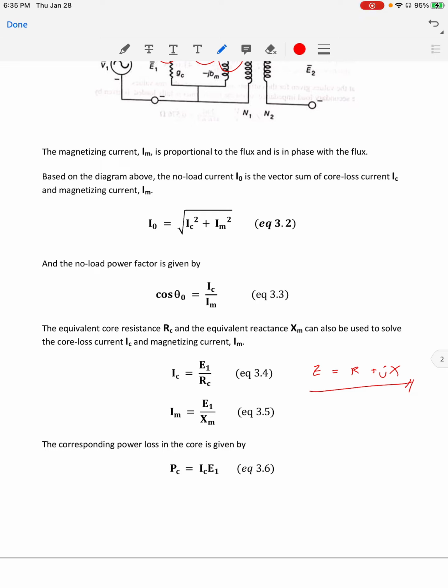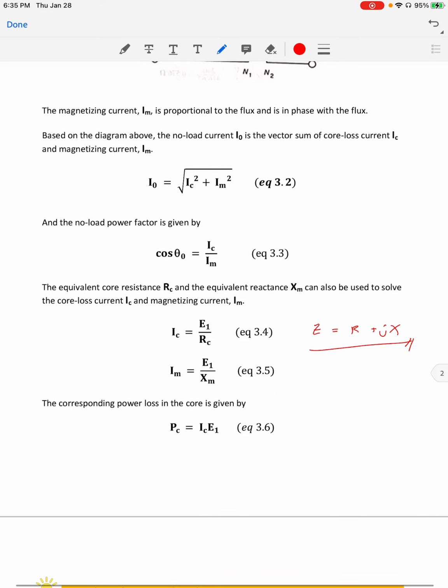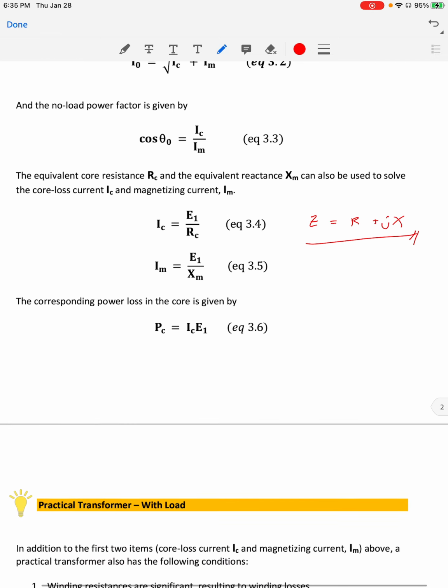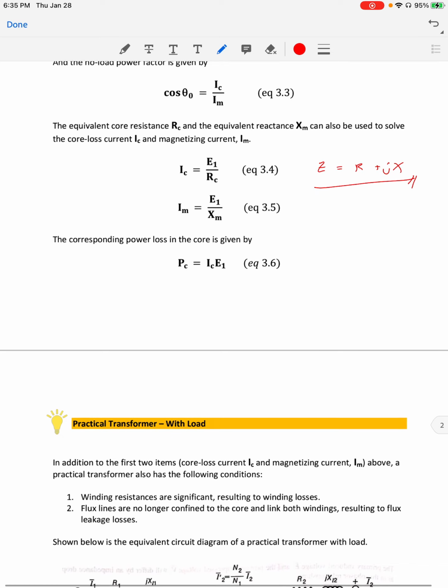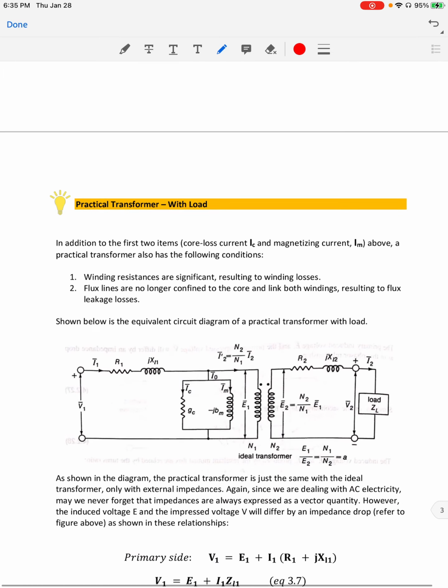The core loss current is equal to the EMF of the primary winding over the resistance of the core. Then IM, or the magnetizing current, is equal to the induced EMF, or the voltage EMF at the primary side, divided by the magnetizing reactance or XM. And the corresponding power loss, PC, is equal to IC times E1, equation 3.6.